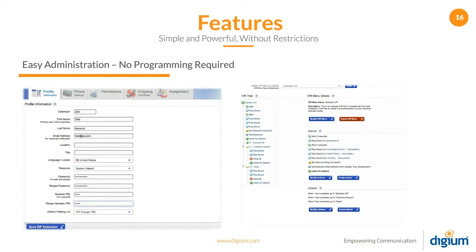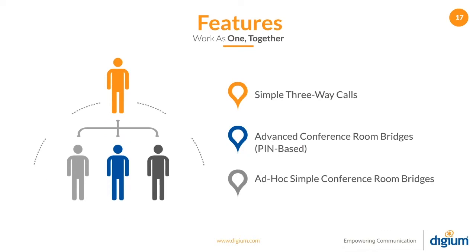We also like to make sure that users can work together, because that certainly is a big part of today's unified communications solution. So we do offer the options for three-way calling, advanced conference rooms or conference bridges, as well as ad hoc simple conference rooms as well. So you can do things where you have pin-based calls. You can do open conference rooms where anybody that joins it can come in. And you can also do three-way calls right on the handset itself. So a lot of flexibility. Again, no additional modules or license fees here. Everything goes with the system.